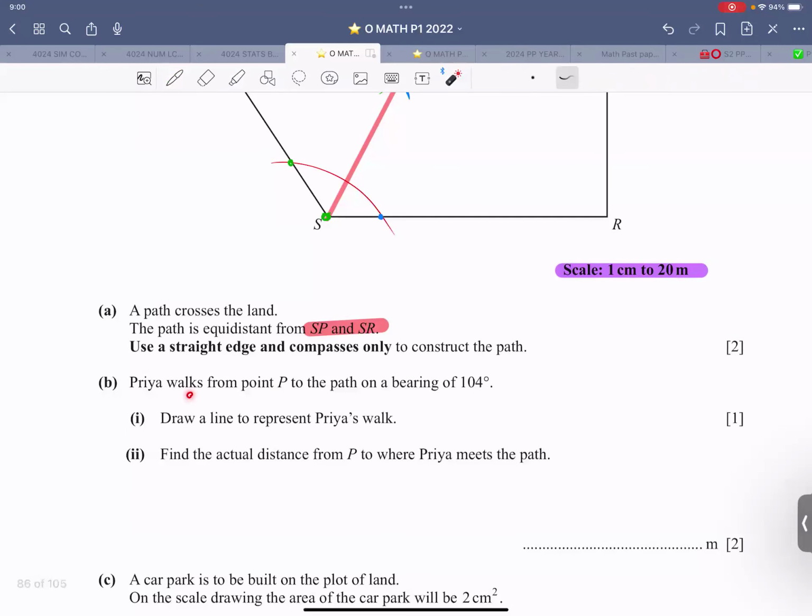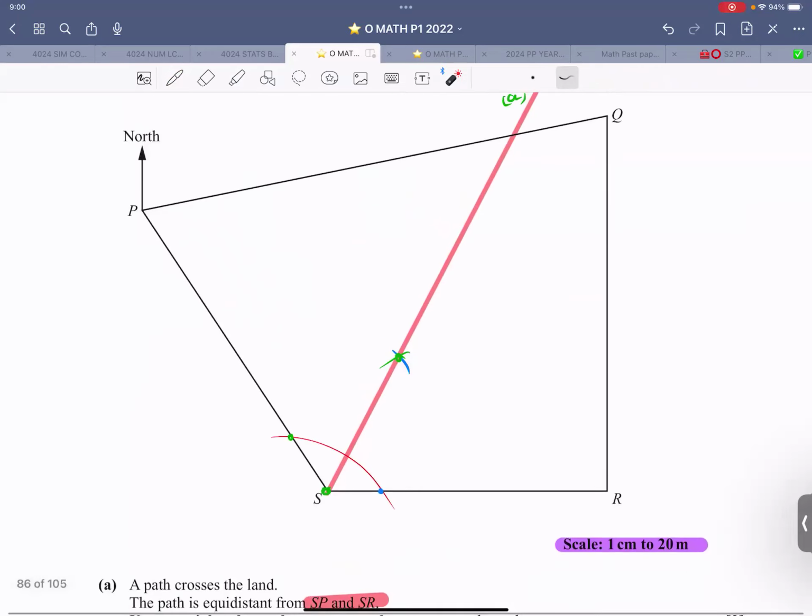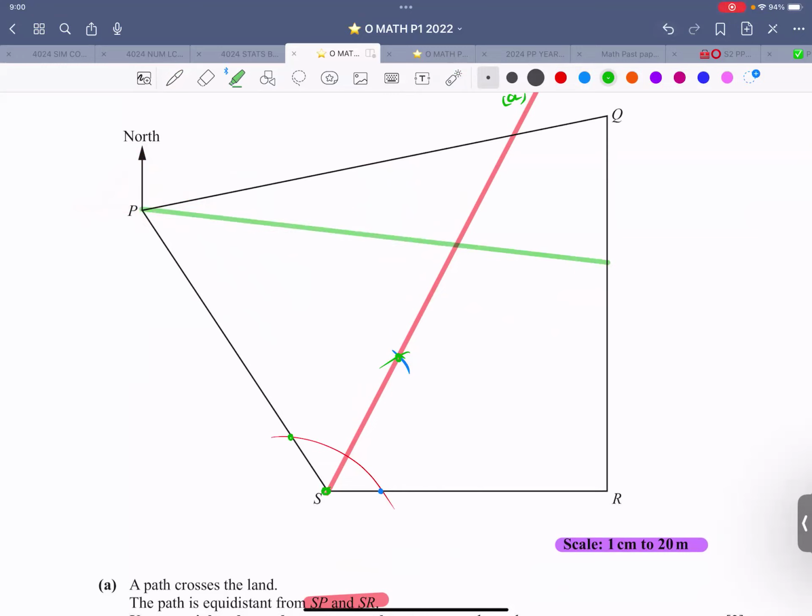Priya walks from point P to the path on a bearing of 104. So from P, she walks on a bearing of 104. So this is north. You put your compass over here. This is 90 and a little bit more. So something like this. Let me use a green marker. Again, this is just a rough diagram. No, I think this is a little bit more. Something like this. So this angle over here, this is the 104-degree bearing.